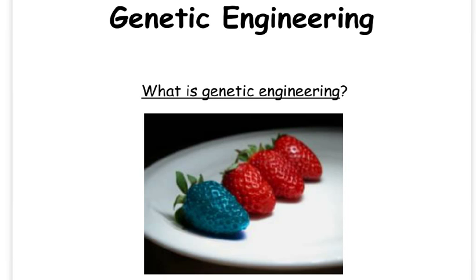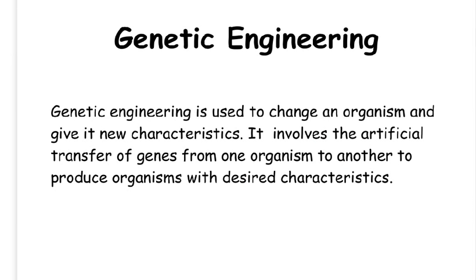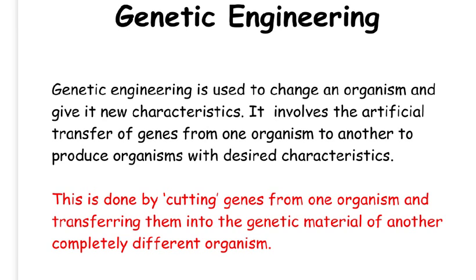What is genetic engineering? Genetic engineering is a faster way of genetically modifying organisms without going through a selective breeding program. Genetic engineering is used to change an organism and give it new characteristics. It involves the artificial transfer of genes from one organism to another to produce organisms with desired characteristics.